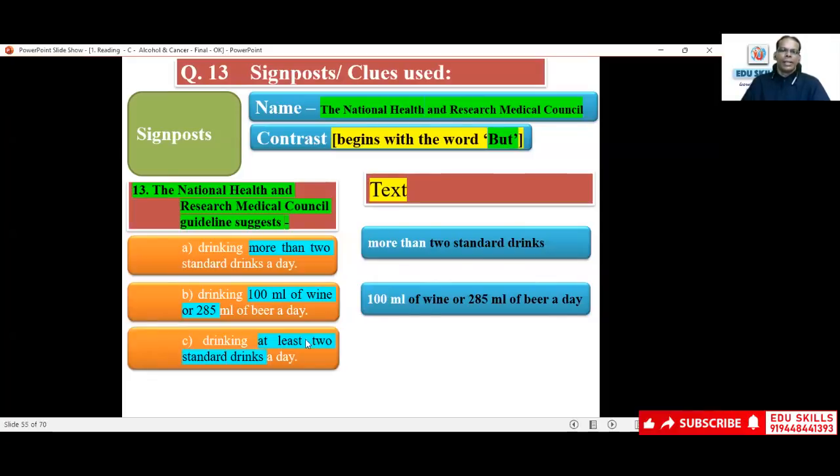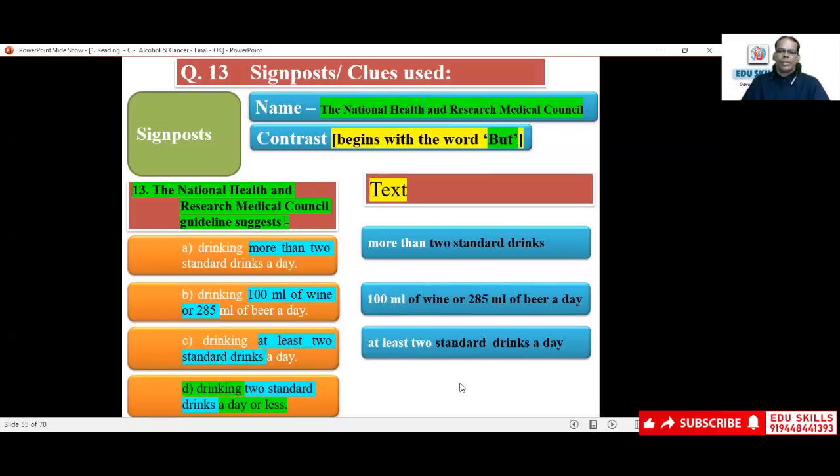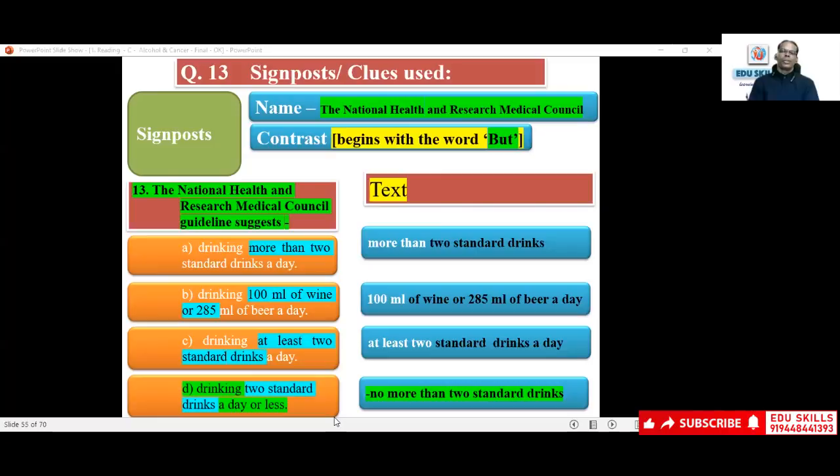Let's see. C says drinking at least 2 standard drinks a day, and at least 2 standard drinks a day is given in the text. And here, the last one, drinking 2 standard drinks a day or less. No more than 2 standard drinks. This is synonymous language being used here. Drinking 2 standard drinks a day or less and no more than 2 standard drinks mean the same. So that is going to be the answer. And you have the whole scale expressions here. Okay.